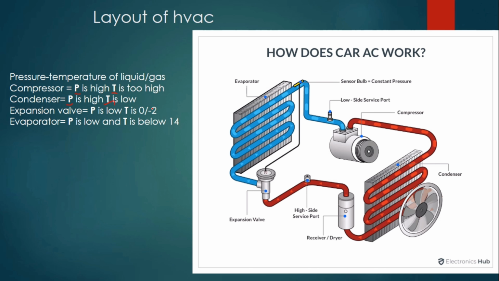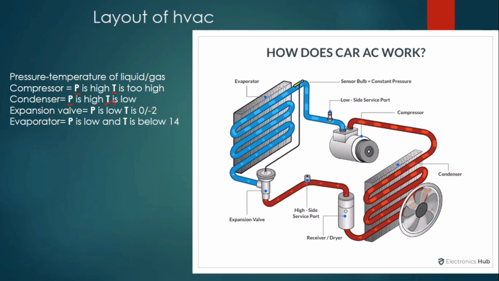What is the function of the receiver dryer? A receiver dryer takes any moisture from this liquid, because if any moisture goes to the expansion valve, then the evaporator, and again to the condenser, it will cause damage and we won't have proper cooling air. So after the receiver dryer it will go to the expansion valve. In all these stages it's totally liquid.